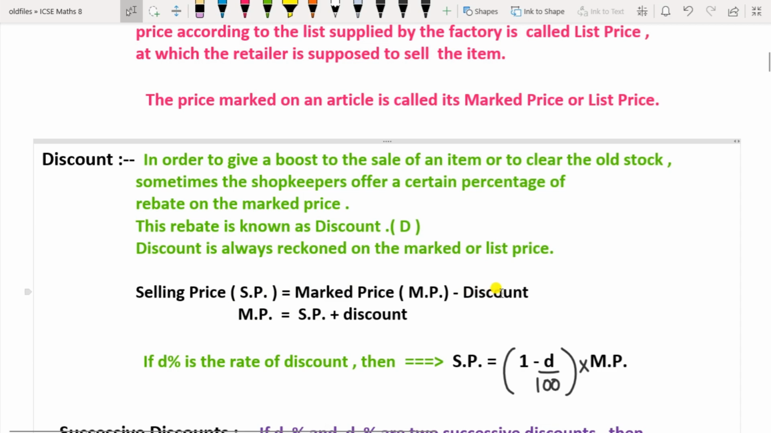and if D percent is the rate of discount, then now this discount is in rupees form. Now if you want to find the discount percentage here, that is called the rate of discount, then SP equal to (1 minus D upon 100) multiplied by MP. So if discount is given in rupees, you have to use the earlier formula. If it is given in percentage, you have to use this formula.